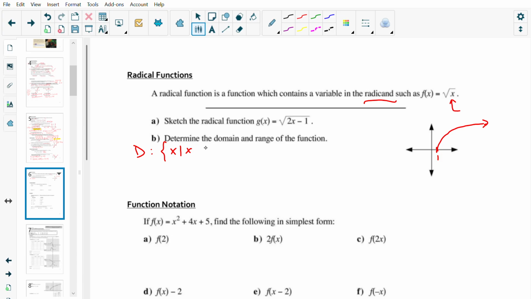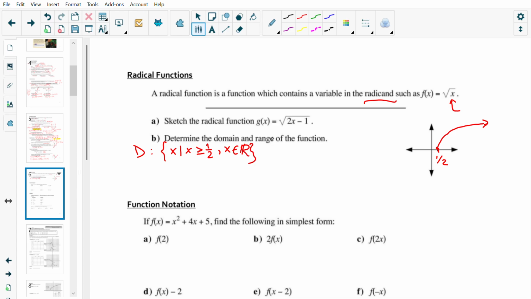Sorry, x is going to be greater than or equal to, sorry, this should be 1/2. Sorry about that, folks. So if x is 1/2, that makes g of x equal to 0. So 1/2 is 0. So sorry about that. X is greater than or equal to 1/2. X is an element of all reals.